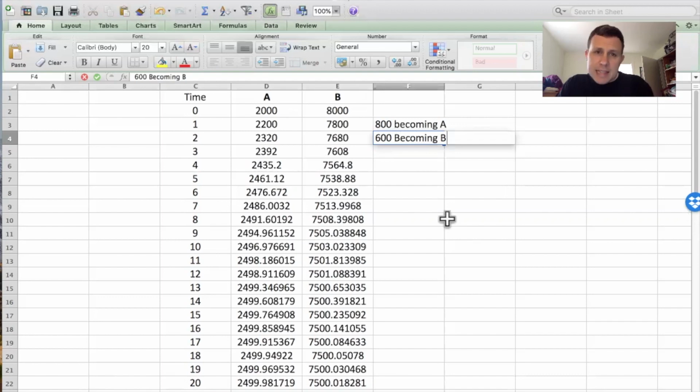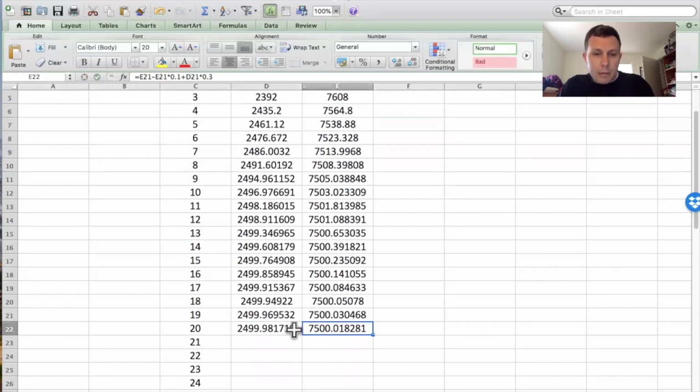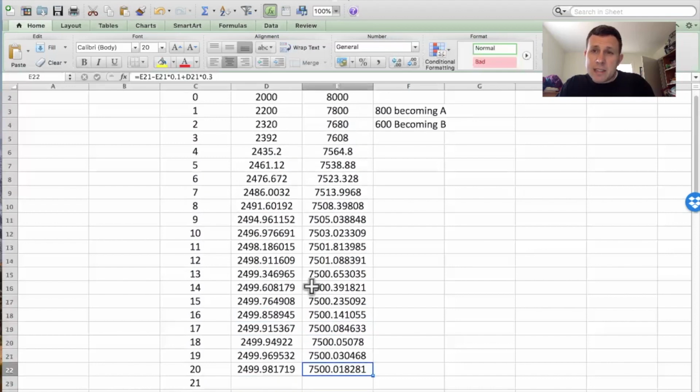So you can see A is actually increasing at this point. It's not always going to look like the reaction is moving forward. In this case, it seems to be moving backwards, as it were. But if we go down and look, eventually we end up with the same amounts of A and B as if we started with any other point. So with equilibrium, no matter what your starting conditions, you're always going to end up at the same sort of ending conditions. Now, let's not confuse this though. We're not always going to end up with 2,500 and 7,500. What matters is the ratio.